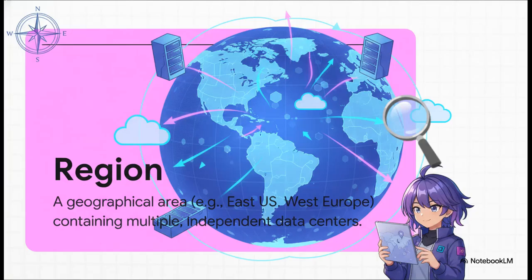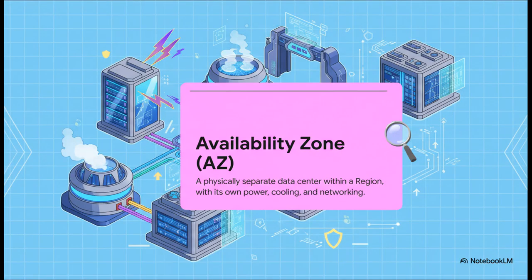So the biggest piece of this foundation is something called a region. It's pretty simple, really. It's just a specific geographical area like East US or West Europe. When you go to build an application, your very first decision is choosing which region it's going to live in. And usually, you'll pick the one that's physically closest to your users because that means things will run as fast as possible for them.